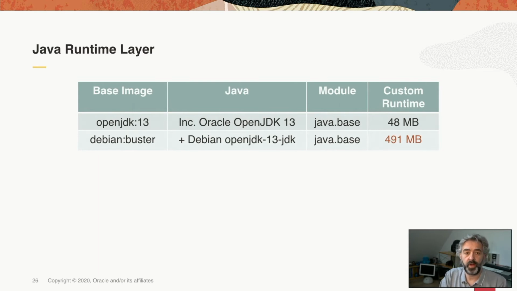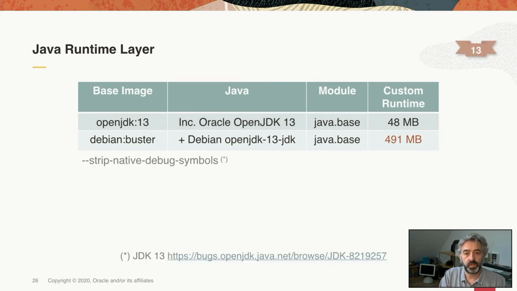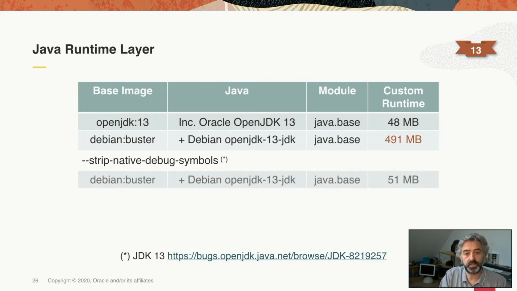Something else you need to keep in mind. This slide shows a JLink custom runtime, OpenJDK 13 in both cases, but using different builds. The first one is the Oracle OpenJDK build. The second one is the OpenJDK 13 build from Debian. Those two runtimes are using one single module, the java.base module. One weighs less than 15 megabytes and the other one weighs nearly 500 megabytes. That's a huge issue. Why? Because the second one, the Debian OpenJDK build, includes the native debug attributes by default. The good news is that since JDK 13 you can strip out that debug information. If you do that, you will have a build that weighs a more reasonable 51 megabytes. So that's something to keep in mind as well.